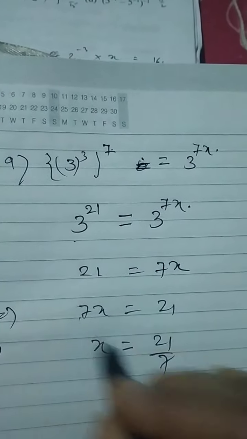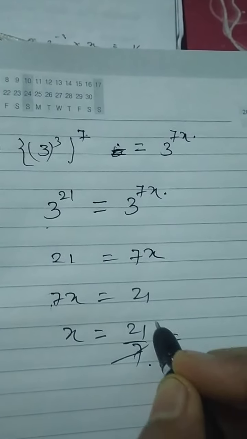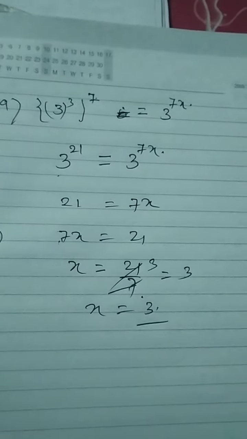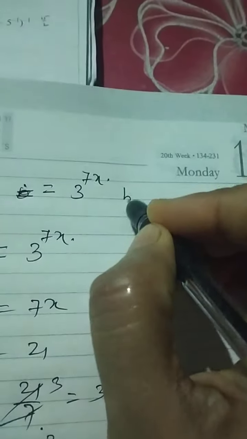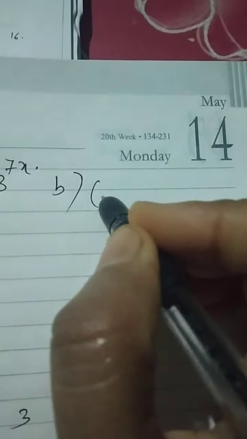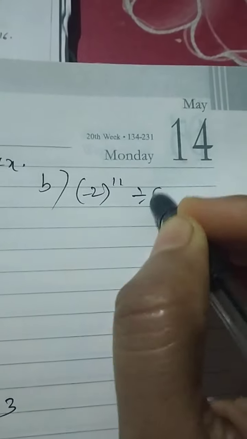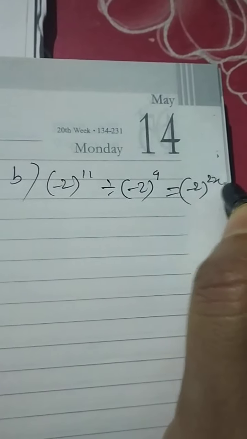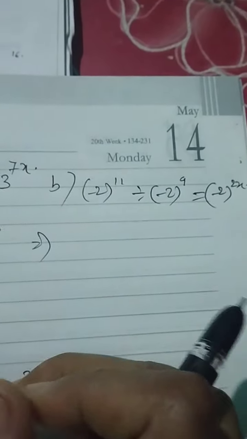So this 7 is in multiplication, it will come down in division. 7 3s are 21. So x value is equal to 3. Got it? Similarly, part b. Minus 2 to the power 11 divided by minus 2 to the power 9 is equal to minus 2 to the power 2x. You have to find out the value of x.